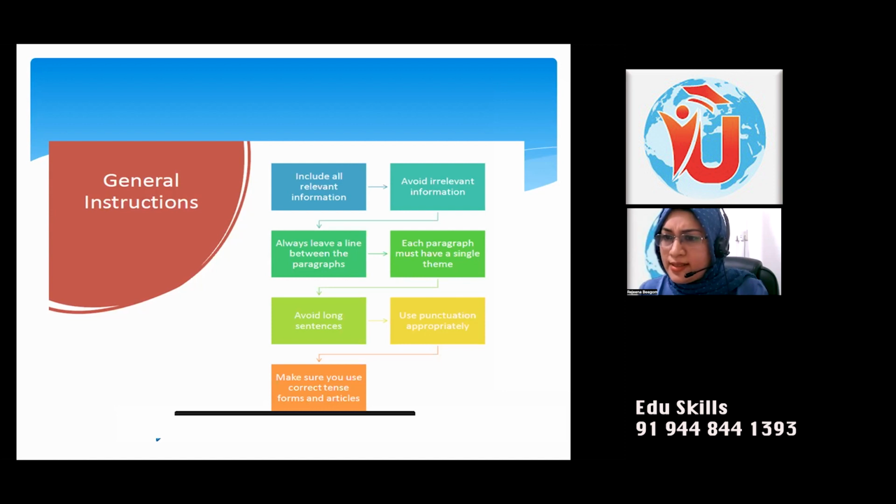And avoid long sentences. OET doesn't ask us to write long sentences. They tell us to make them short, but write in a meaningful way. Use punctuation appropriately. In order to give a good meaning, you need to use punctuation clearly. Make sure you use correct tenses, forms, and articles. Of course, this is very important. This is one of the main things they are assessing. We need to use articles and tenses properly. Of course, for that you need to have competency. When you write your letter, just assess: am I using the tense properly?